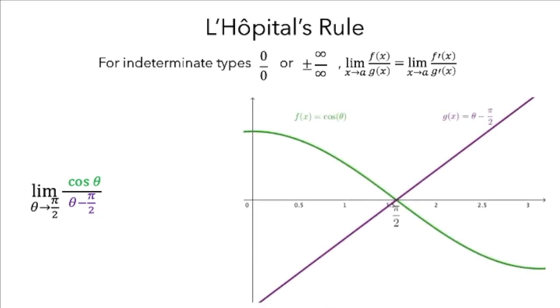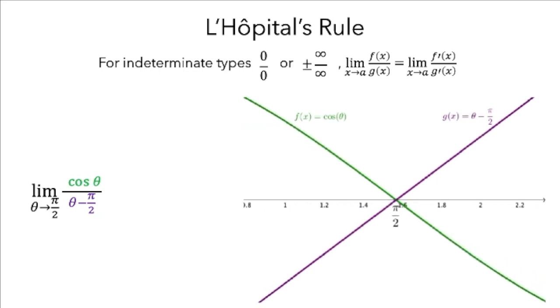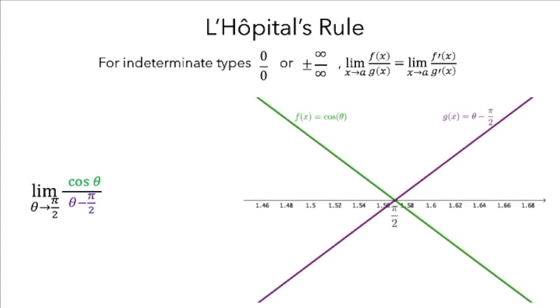Here is a graph of cosine theta in green and theta minus pi over 2 in purple. If we look at the limit as theta gets close to pi over 2, then we're essentially zooming in to look at how the functions behave at this value of theta. When we do this, the functions appear linear. So we can replace cosine theta with a line that is tangent to it at pi over 2.